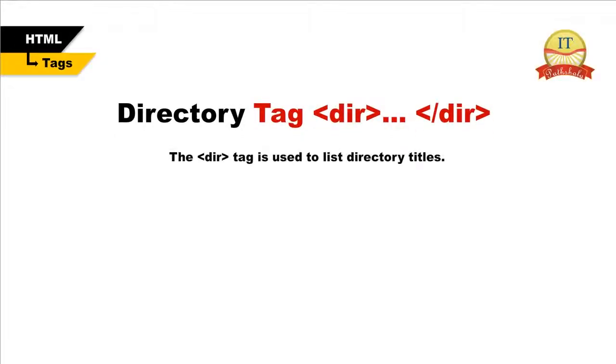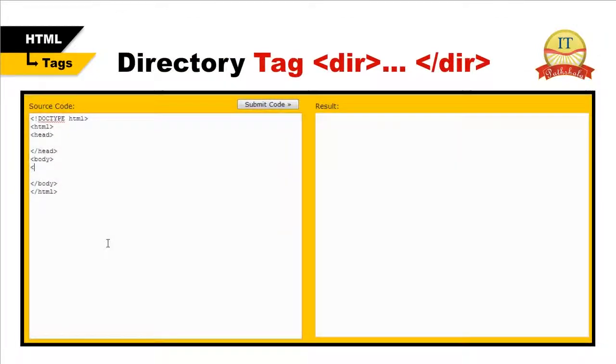DIR or directory tag. The directory tag is used to list directory titles. In the following example, we shall create a list of mobile operating systems using the directory tag.